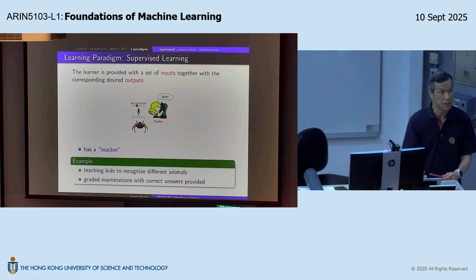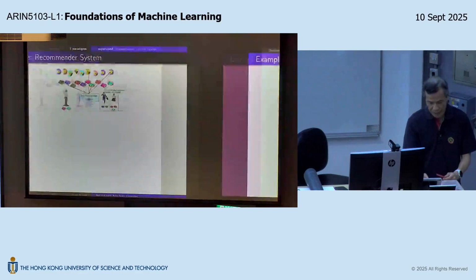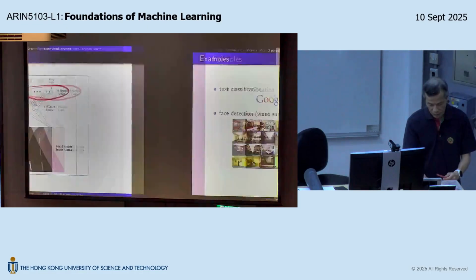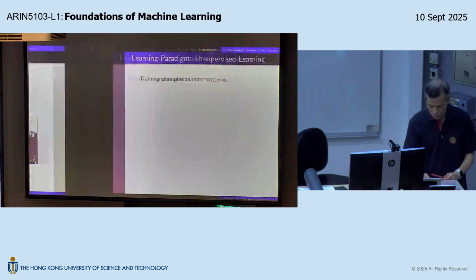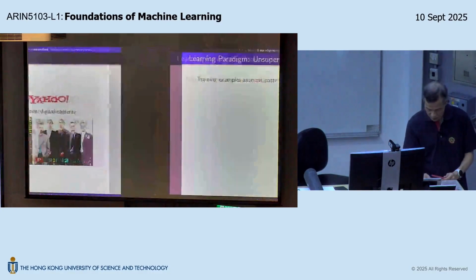The problem is that you need to have a teacher, you need to have labels. In some applications, you may not have the teachers, right? Maybe collecting the label is very expensive or may not even be feasible. So in that case, you can do unsupervised learning.